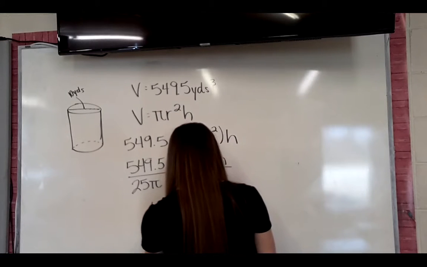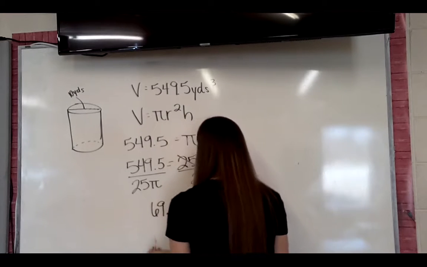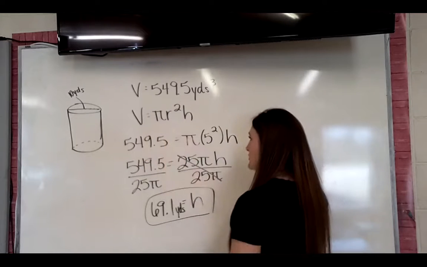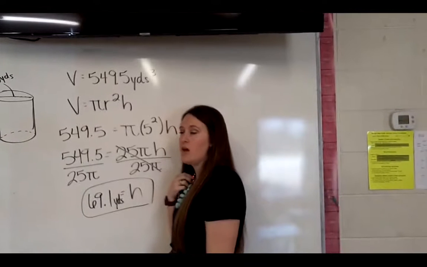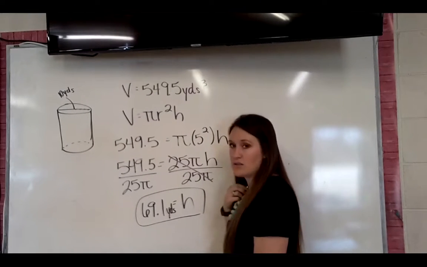So 69.1 yards would be our height. You could always plug it back into your formula to check and make sure you get about 549.5. That's how you can double check your answer, but we're just having to work backwards on this one.